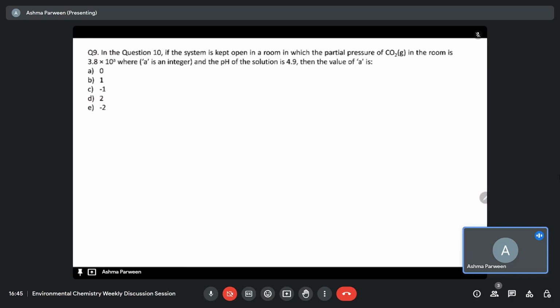Actually this is not question 10, it is question 8 only. In question 8, if the system is kept open in a room in which the partial pressure of CO2 gas in the room is 3.8 into 10 raised power A, and the pH of the solution is 4.9, we have to find out the value of A. Again we can solve this question using Visual MINTEQ.